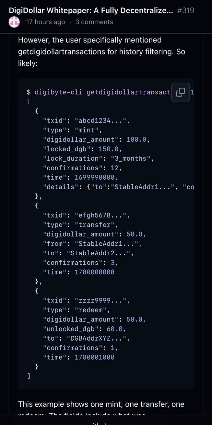TXID: F5678. Type: transfer. DigiDollar amount: 50.0. From stable address 1 to stable address 2. Confirmations: 3. Time: 1,700,000,000.